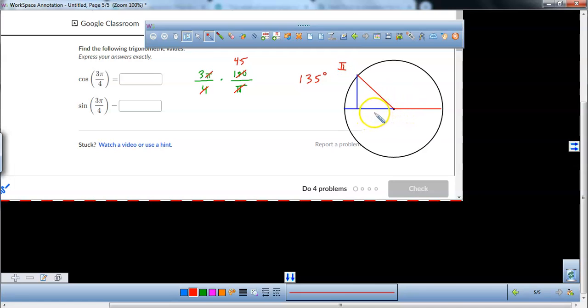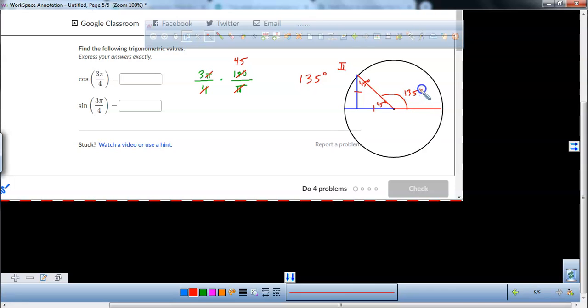So remember these sides are going to be the same. This is 45 degrees. This is 45 degrees. We went 135 degrees from the initial side right here. Excuse me. So, what is the x and the y? What is the cosine of 135? And what is the sine of 135 degrees? Well, you can clearly see that this goes in a negative and that goes in a positive.